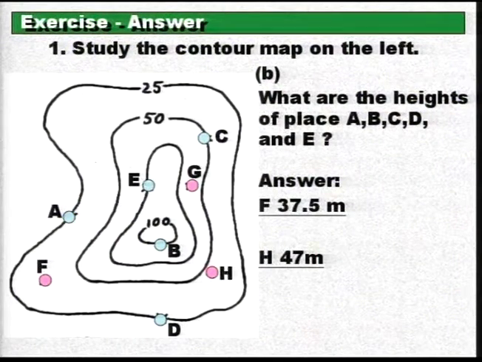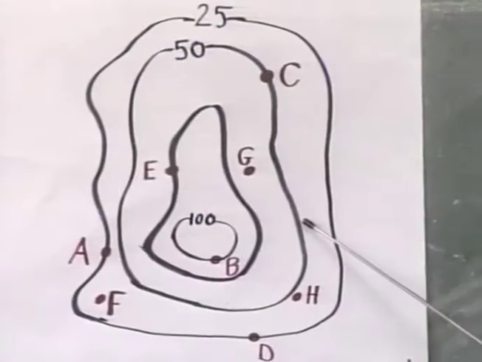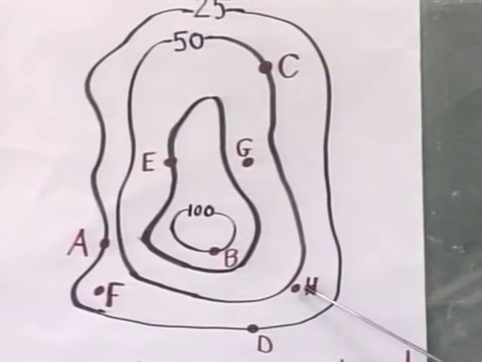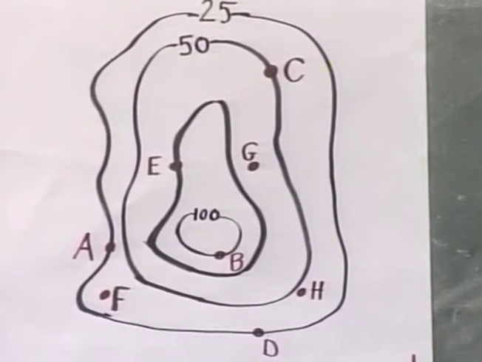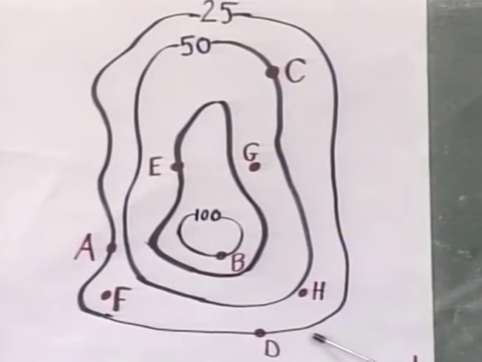My estimation is 48 meters. Okay, if you had 48 meters, 47 meters or 46, I will also accept. Because if you look carefully at that point, it is not right in the middle to have it as 37.5. It is a little bit closer to the 50 contour value. So for those who had 46, 47 or 48, you can give yourself a tick because we are estimating the value of this point here or this place.